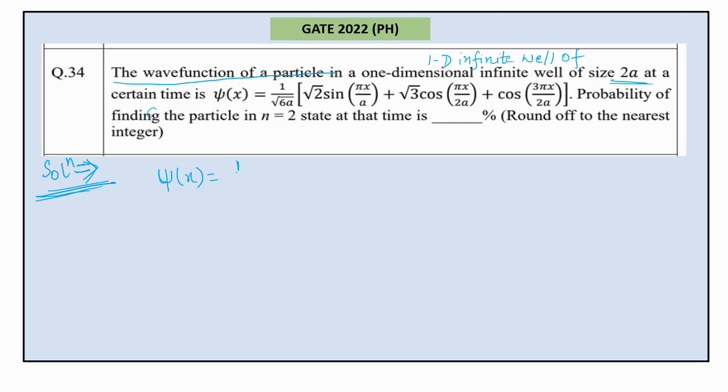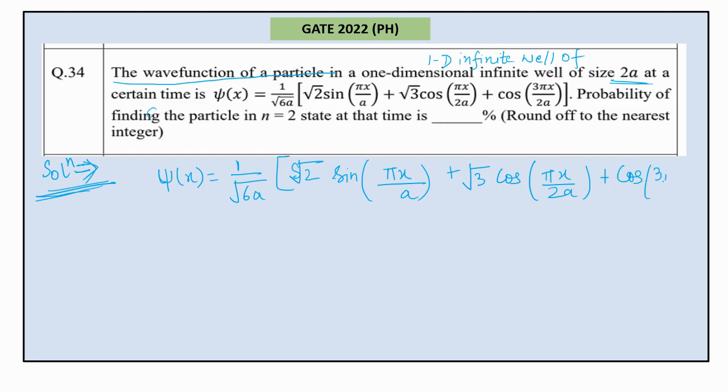1 upon root 6a, root 2 sine pi x by a plus root 3 cos pi x upon 2a plus cos 3 pi x upon 2a. You need to find out the probability of the particle in the n is equals to 2 state. At the end, you have to give the probability in percentage.